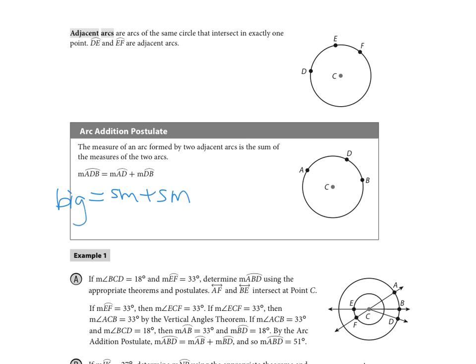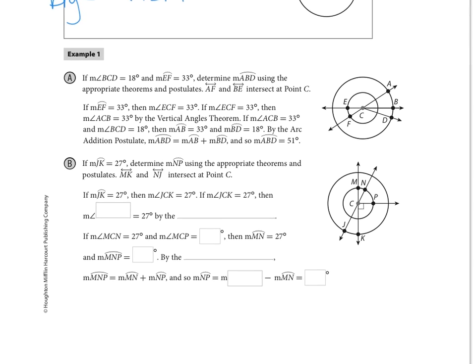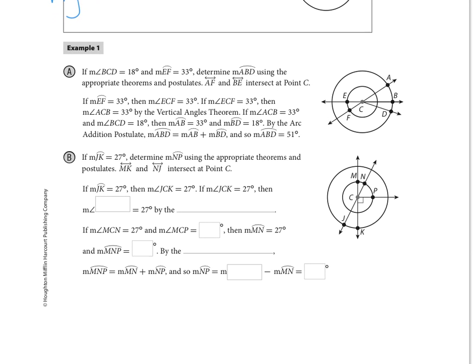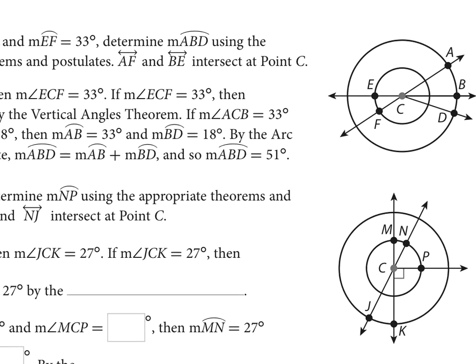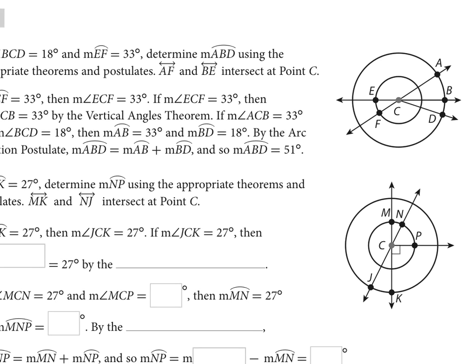So keep that in mind as we go down here to example 1. A lot of writing here. I'm going to help you try to talk through it a little bit. If the measure of angle BCD is 18, so let's write that on the diagram. I'm going to zoom in a little bit on this diagram so that we can mark it up a little bit more. There we go.